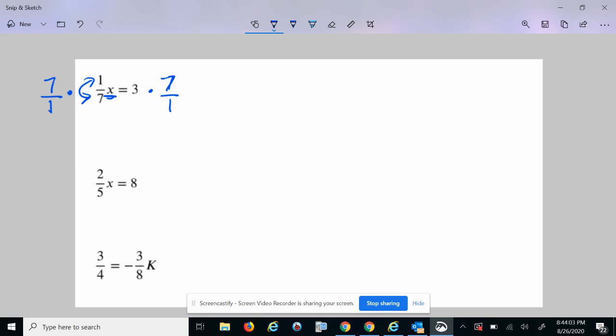And 7 over 1 is the same as 7, right? So our 7 on top and our 7 on the bottom cancel. 1 on top and 1 on bottom can cancel. So I'm left with an x on the left-hand side here. Now 7 over 1 is the same as just 7. So 3 times 7 is 21.